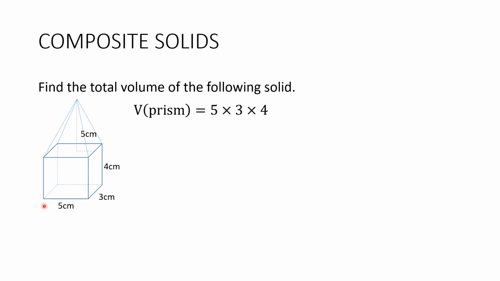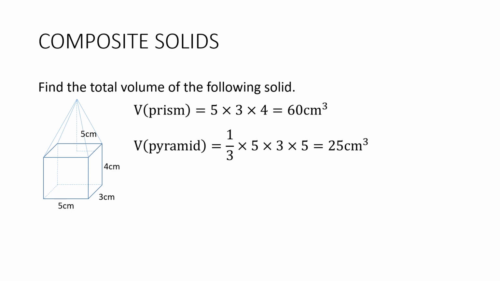So it's going to be length times breadth times height, which gives us 60 centimeters cubed. The volume of this pyramid is going to be 1/3 times the area of the base, which is 5 by 3, times the height. So 1/3 times 5 times 3 times 5 gives us 25 centimeters cubed. And then finally, adding those two together, we get the total volume, which is 85 centimeters cubed.